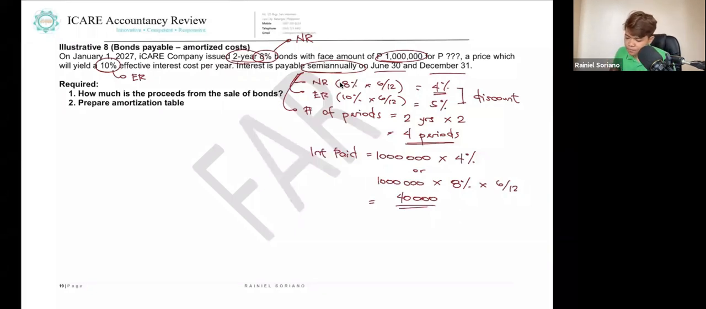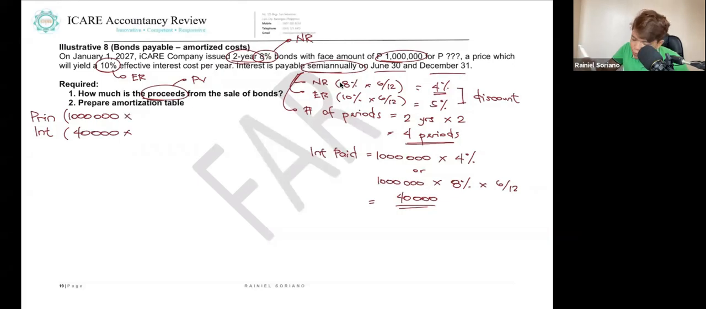Yes. Okay? Now, let's compute the proceeds. Pag proceeds, yan yung present value. Kasi, kapag bonds payable, nagbebenta tayo. Sabi natin kanina, kapag investment, tayo yung bumibili. So, dalawang pinipresent value natin, principal and interest. Principal natin is magkano? 1 million pesos. Then, yung interest natin magkano? Interest is 40,000 pesos. Okay?